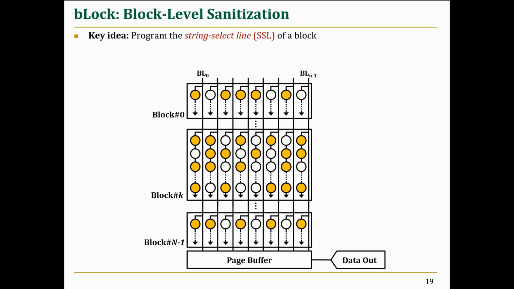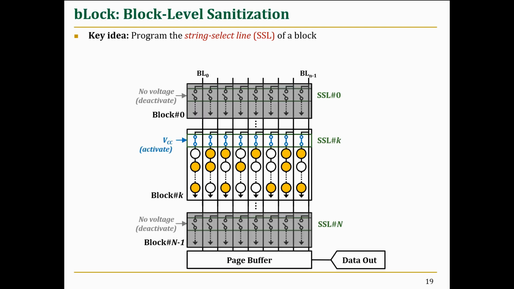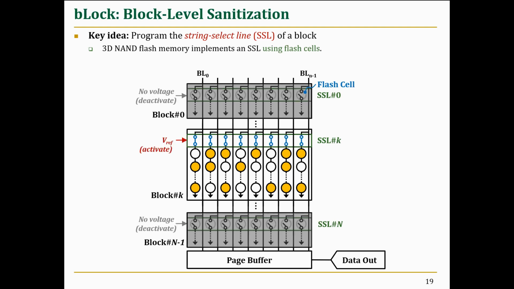As explained, bit lines are shared by multiple blocks, so it is necessary to activate only one block for each operation. To this end, there is a group of transistors at the top of each block called the string select line, which allows us to selectively activate a block by applying appropriate voltages to SSLs. Modern 3D NAND flash memory implements an SSL using flash cells that can also act like a typical transistor.